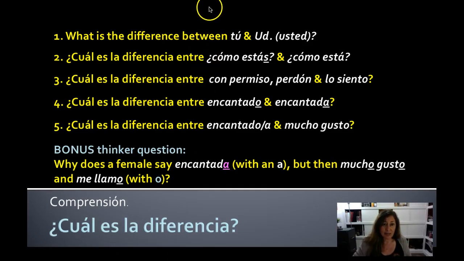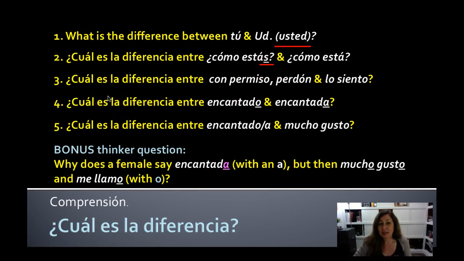So, ¿cuál es la diferencia entre tú y usted? Do you remember? You got it. You have your formal and your informal. And here you'll see I did spell out the word usted for you so you could see it. ¿Cuál es la diferencia entre cómo estás y cómo está? Hopefully you remember. ¿Cómo estás? Es informal.